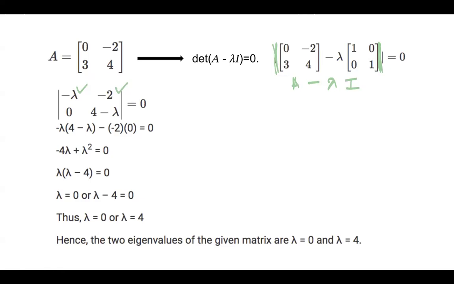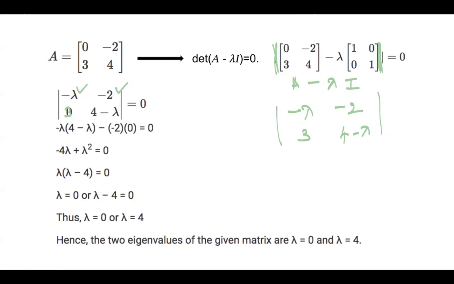Did I make a mistake? I think I made a mistake here. No, this has to be 3, right? Yeah, I think that has to be 3. Now this is 4 minus, yeah, so there is a mistake in the solution. So basically what will happen is you will have 0 minus lambda, so this is minus lambda. Then you have minus 2, then 3, and then you have 4 minus lambda. This is the matrix that you have.